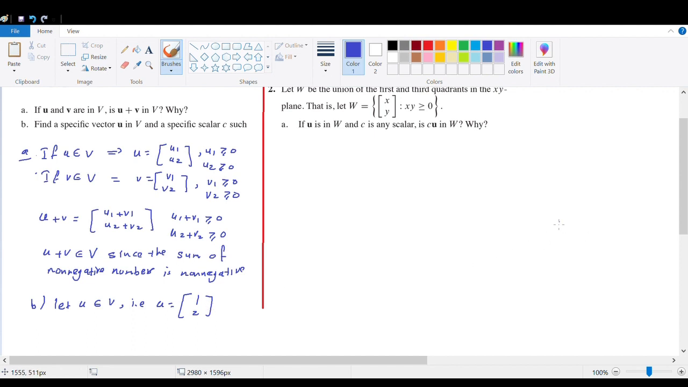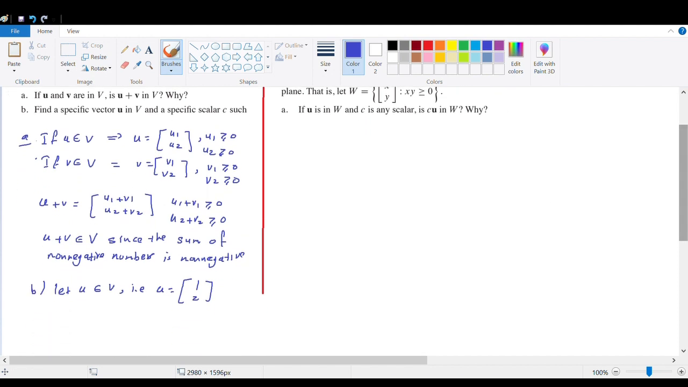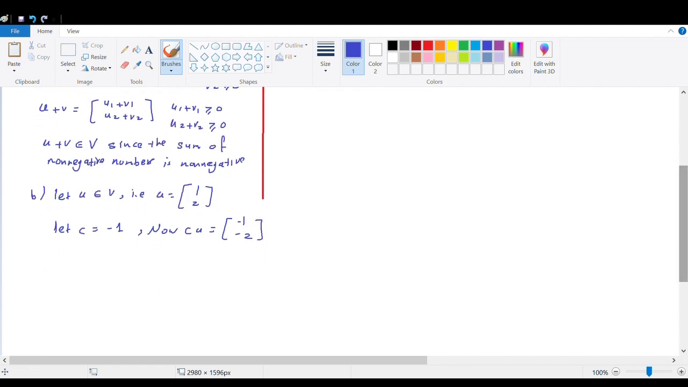Now we have to find c such that cu is not in V. c is in R, so let c be equal to, for example, minus 1. So now cu will be equal to minus 1 multiplied by 1, which is minus 1, and minus 1 multiplied by 2, which is minus 2. So from here we see that cu is not in V.